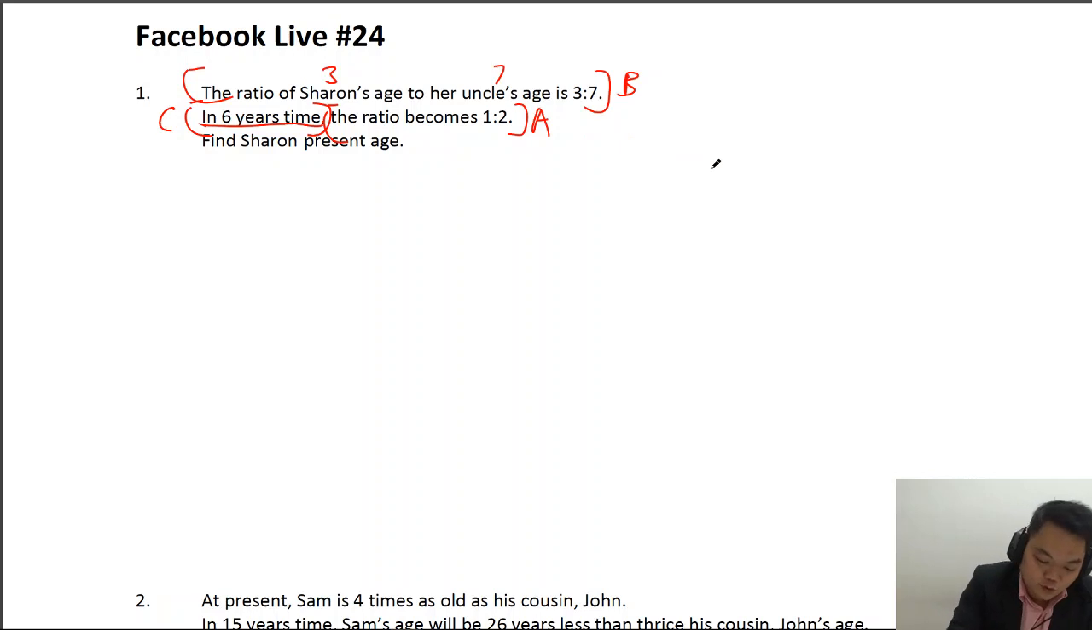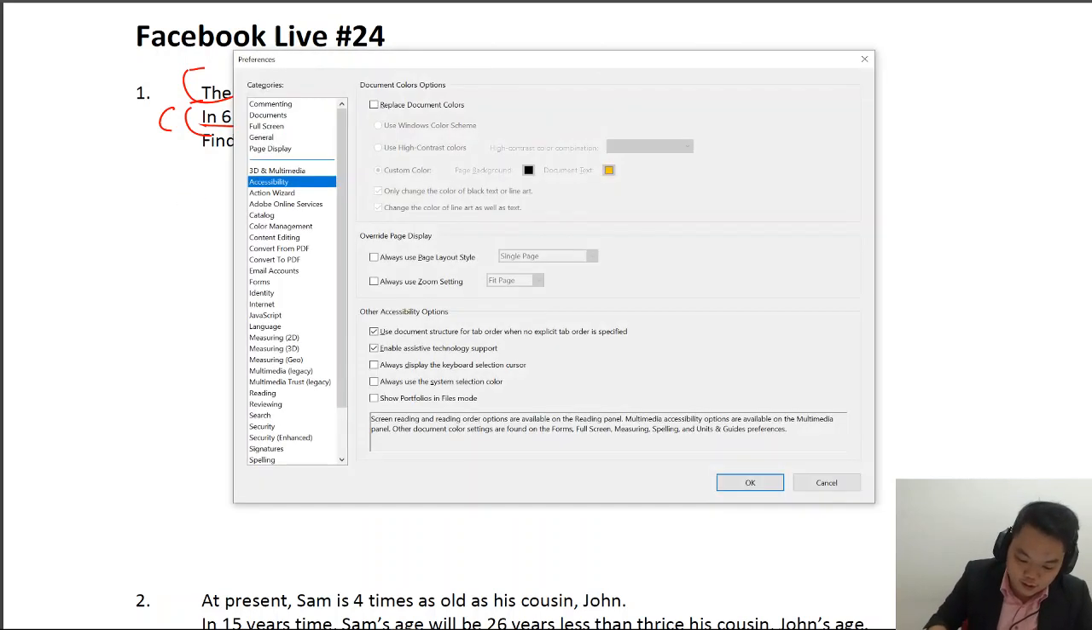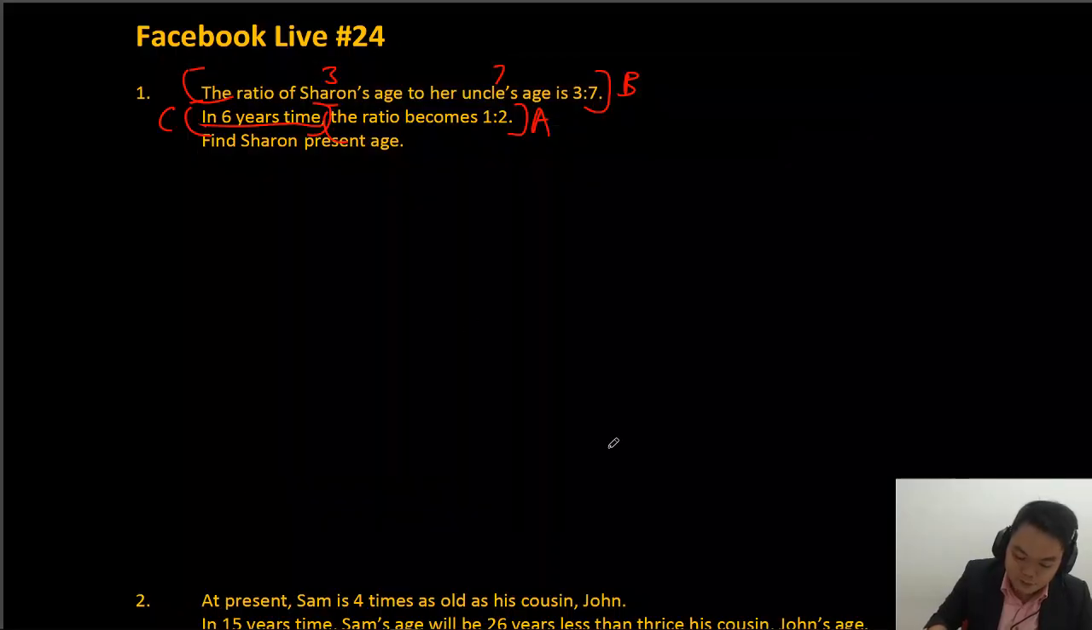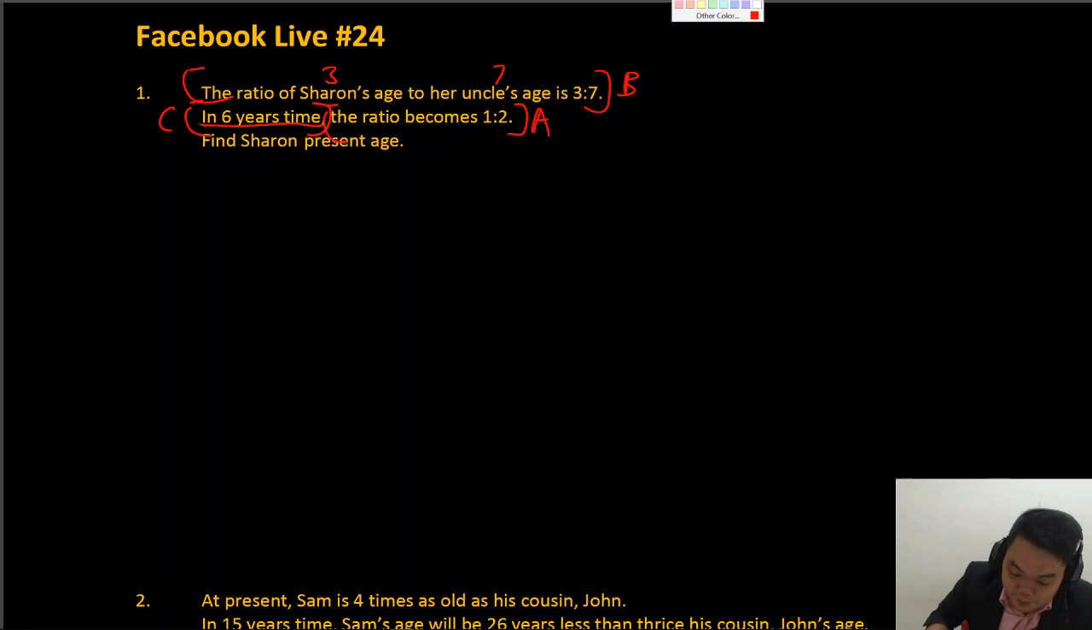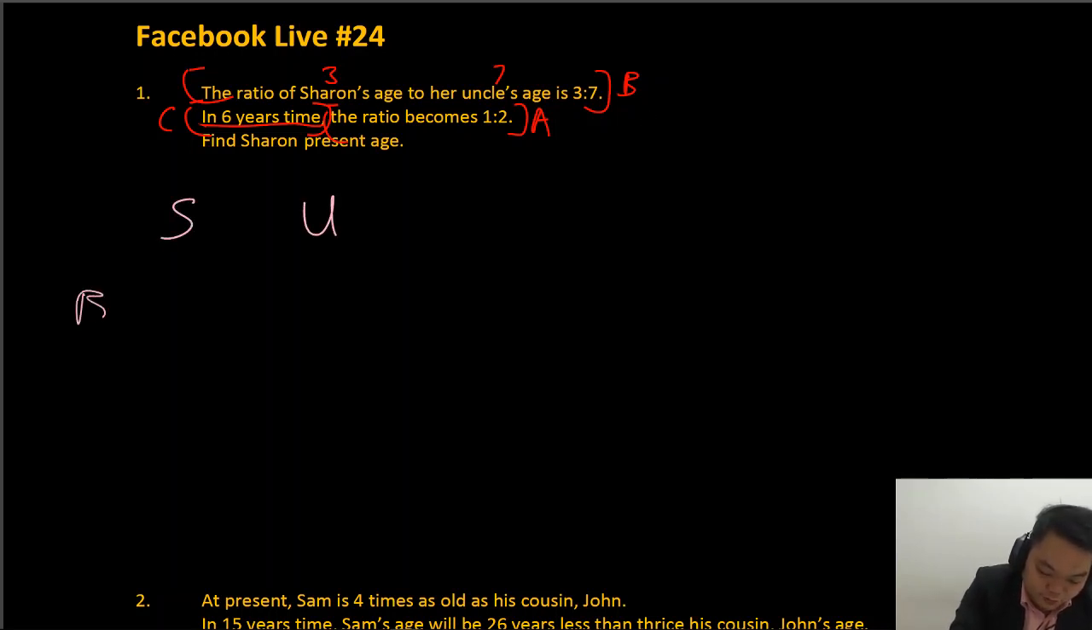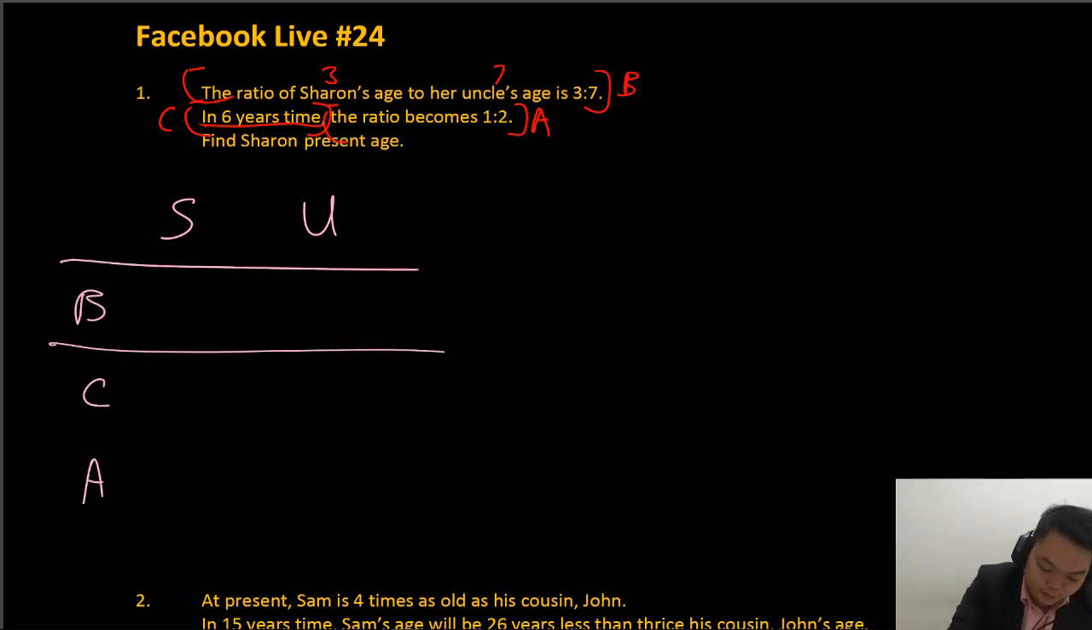So how is this done? Let's tabulate the information first. I think I can go back to black mode now. This is a lot more comfortable on the eyes, and I can get to use the colorful colors. You got Sharon, you got uncle. There's a before, there's a change, and there's an after.